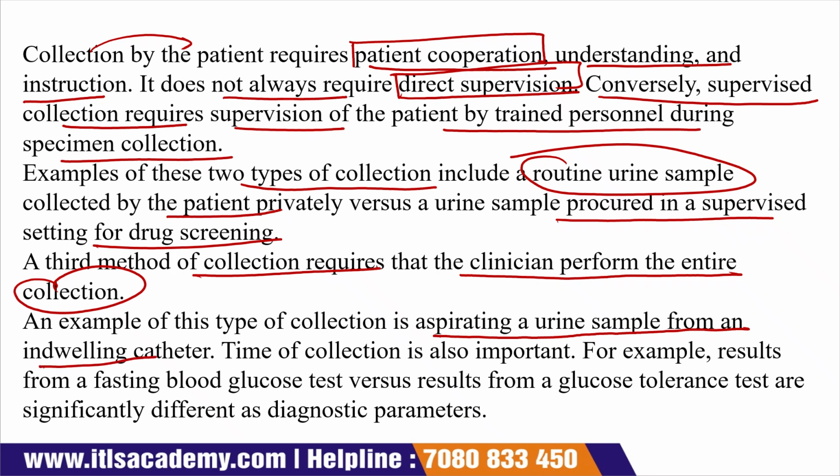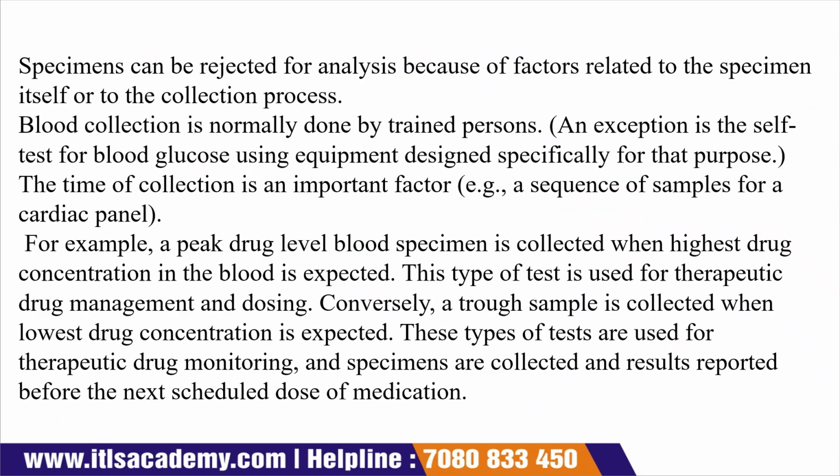Time of the collection is also important. For example, results from a fasting blood glucose test versus results from a glucose tolerance test are significantly different as diagnostic parameters. Specimens can be rejected for analysis because of factors related to the specimen itself or to the collection process. Due to the specimens or the collection process, specimens are sometimes rejected and are not fit for analysis.